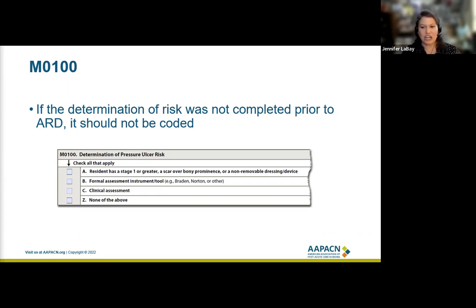So unless we've done no assessment whatsoever of their risk, at a minimum, clinical assessment, if you've done that chart review, if you've reviewed that medical record, if you've looked at the resident to determine that they're at risk, it should be kind of rare that none of the above would be coded, unless the resident was in and out within hours and you didn't get a chance to do the skin assessment because they wouldn't let you. But that would be pretty rare that you wouldn't be at least looking at their skin and doing some sort of a chart review to assess.